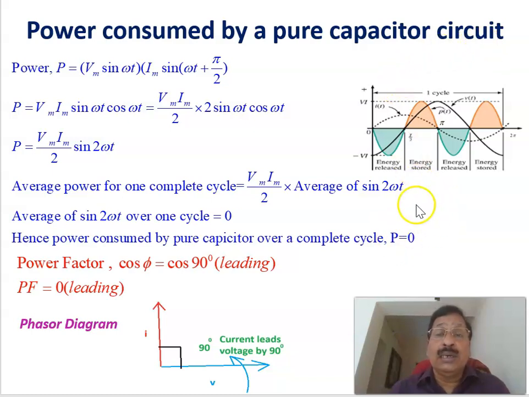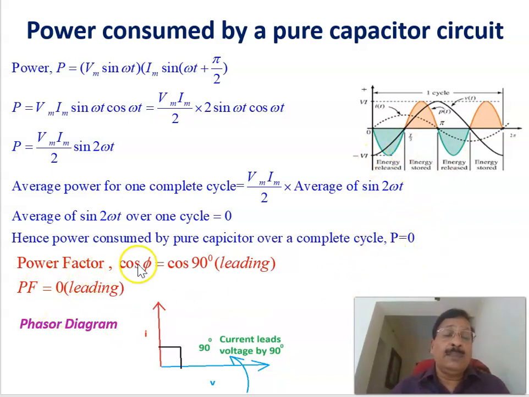If the capacitor is pure, then the power consumed over one cycle is equal to 0, because Vm Im divided by 2 into the average of sin 2 omega t, which is equal to 0. Same as we have already explained: during this part, energy is being stored in the capacitor, during 0 to pi by 2 energy is being released, again here energy is being released, and here energy is being stored. If you take the average of this area, it will become 0. That is why the power consumed by the pure capacitor over one complete cycle is equal to 0.